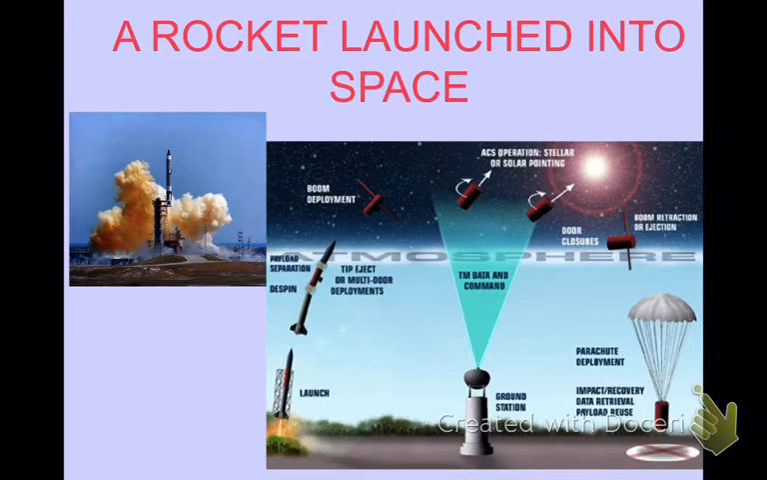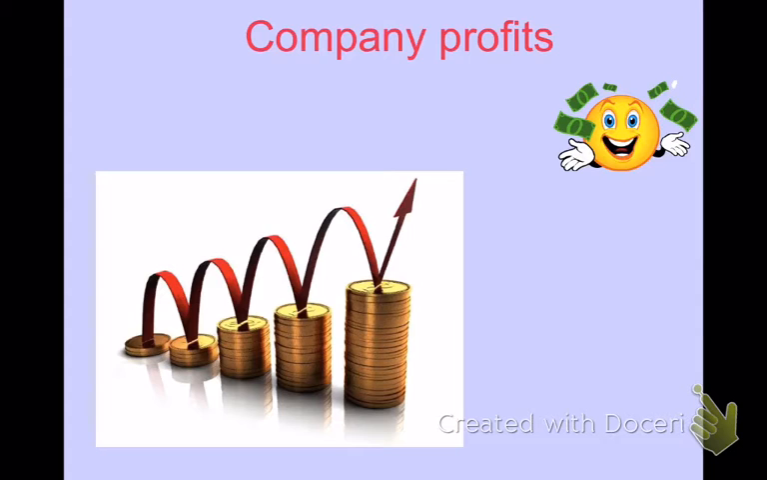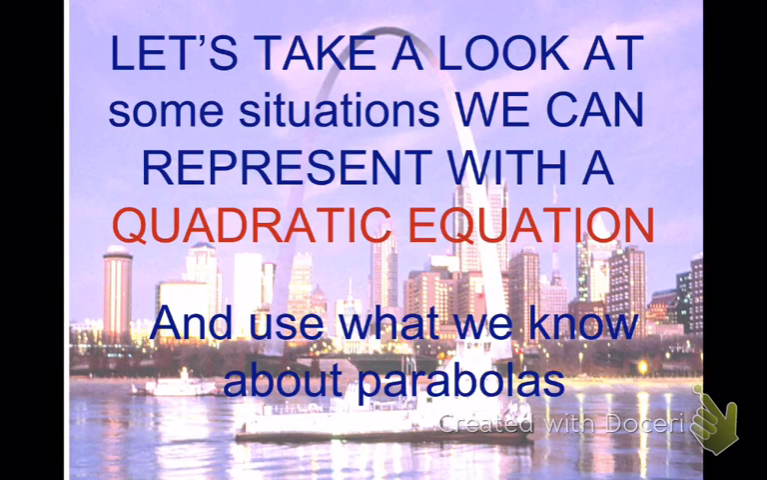And another example would be a rocket being launched into space. The launching part and the landing part will make the shape of a parabola. And lastly, company profits can be modeled with quadratics as well. So let's take a look at some situations where we can represent a quadratic equation and use what we know about parabolas to make it happen.